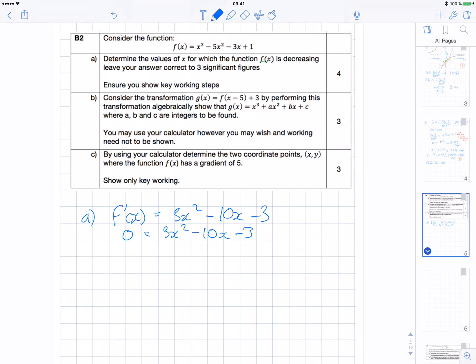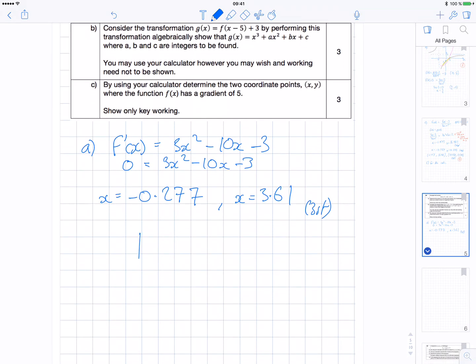I'll show you how to do all of this on the calculator again, just like I did for question B1. I get x is either minus 0.277 to 3 sig figs, or x is equal to 3.61. Both answers are rounded to 3 significant figures.